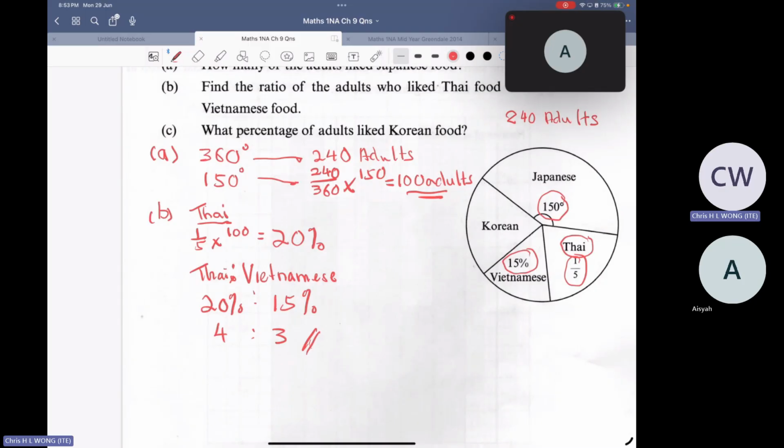Like I say, your 1/5 can be anything. It can be 1/5 of 360, or you can take 1/5 of 100. But you use 100 rather than 360 because your Vietnamese is not in degrees, it's in percentage. So you might as well use 1/5 of 100, and then you know the relation.